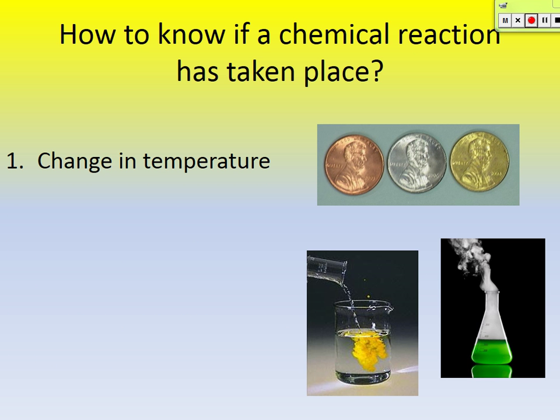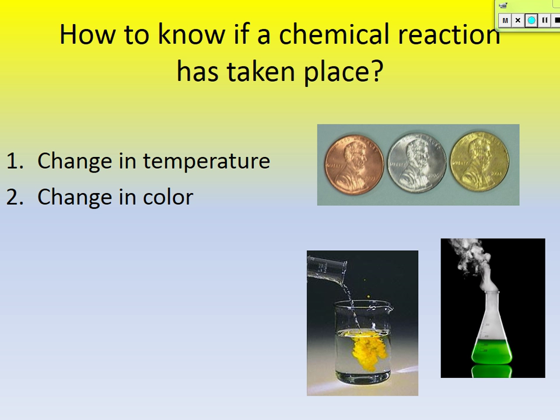All right, so there's 5 signs that a chemical reaction is taking place. You're supposed to know them, and I'm going to test you on each one of these. So sign number 1, if there's a change in temperature, that's a good indication that a chemical reaction is taking place. If it gets warm or if it gets cold, if the temperature changes, that's a good indication.